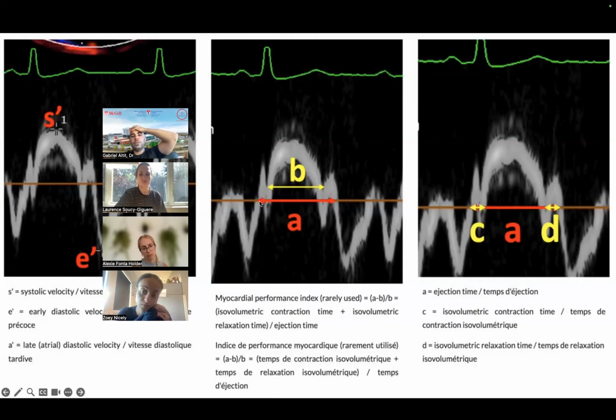And what you can do is, this little flicker here is the motion of the wall during the isovolumetric relaxation time, before you re-expand. So negative value, positive value is coming towards the probe, so this is systole. You remember red coming towards the probe is systole, so positive value. And so if you take this entire measurement and you subtract B, which is only the time you spend in ejection, you end up with the value of this IVCT plus IVRT. So instead of doing 3 measurements, you just do A minus B divided by B, and you get this MPI.